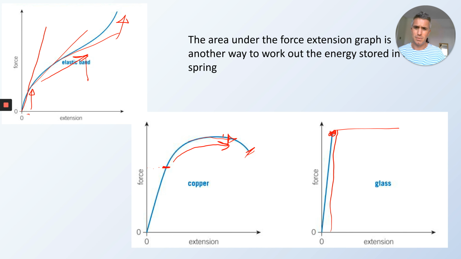Someone's hurt themselves. So, looking at the graph of the force and extension, you can learn a lot about the material. If it's a straight line, that equals Hooke's law.